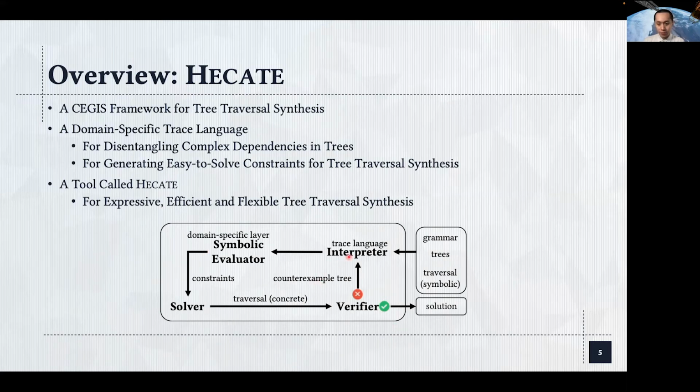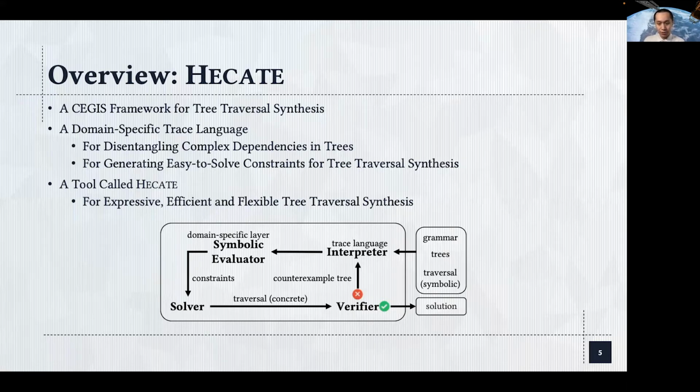The four main components, interpreter, symbolic evaluator, solver, and verifier, form the core CEGIS loop. In particular, the user could provide grammar trees and symbolic traversals as input. And the interpreter compiles the execution of the traversal into a trace program that keeps track of important dependencies during the traversal. The symbolic evaluator then evaluates the trace program into corresponding constraints that encode the problem, which are then provided to the solver in search for a solution traversal. Such a traversal is then provided to the verifier to check for correctness on all potential trees.